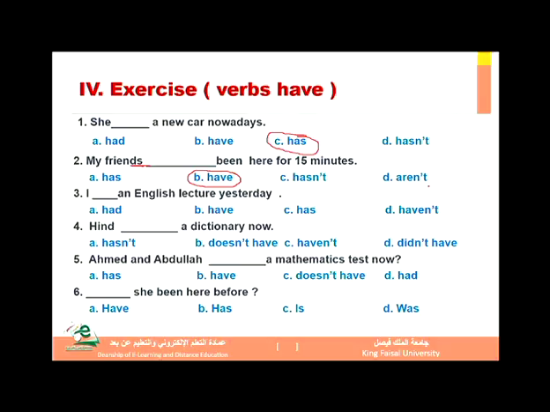طبعا لم نستطع أن نستخدم aren't لأن موجودة هنا been. Okay? ومع البين تستخدم فقط الهاف أو الهاز أو الهاد. Okay? فلذلك مستحيل أن تكون الإجابة الصحيحة هذه. Number 3. I blanked an English lecture yesterday. Yesterday. لاحظوا بأن yesterday. So I, should I say had, have, has, or haven't? Well, clearly the correct answer is had. Why? Because it's in the past.